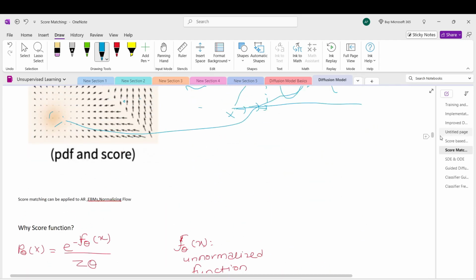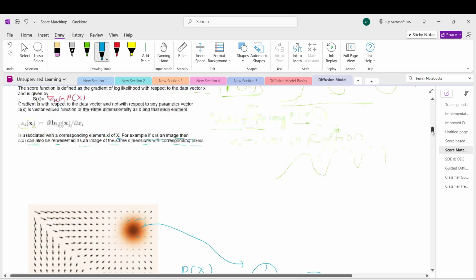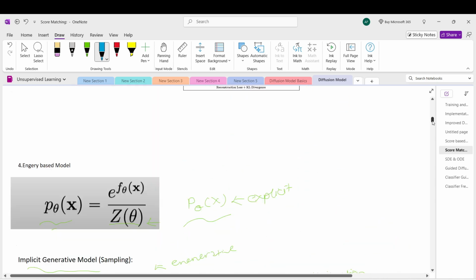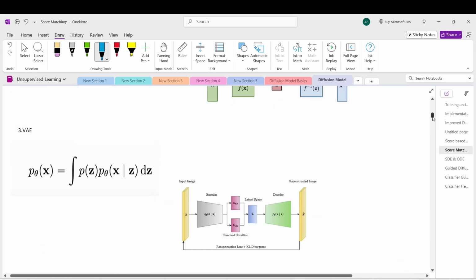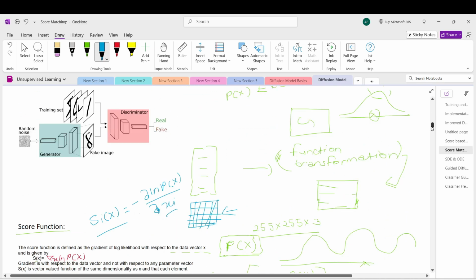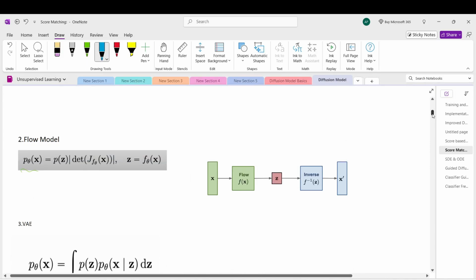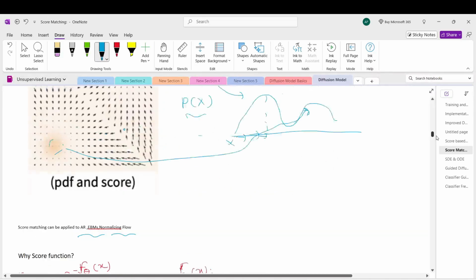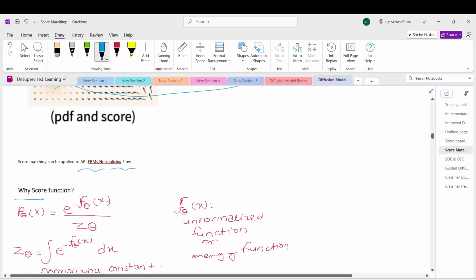So score matching can be applied to various models like autoregressive models, energy based models, and normalizing flows. So why do we need score functions? We have developed many approaches, and we have mitigated some of their problems. We have GANs and other different generative approaches, but why do we need score matching, why do we need this score function?